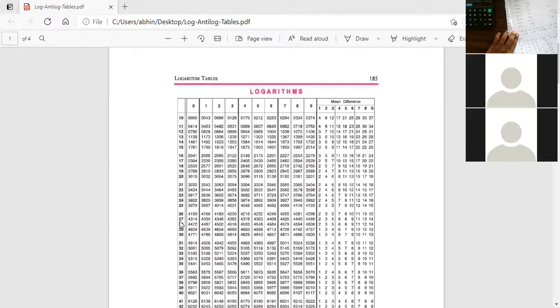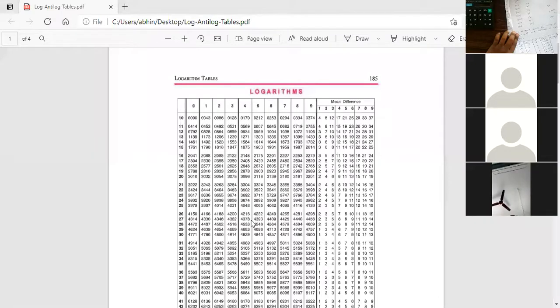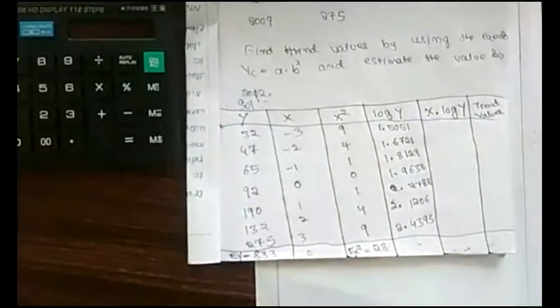And for 275, here also 3 digits, so 27th row, fifth column, that is 4393, correct? So the log values now, check them again. The log for 32 is 1.5051.